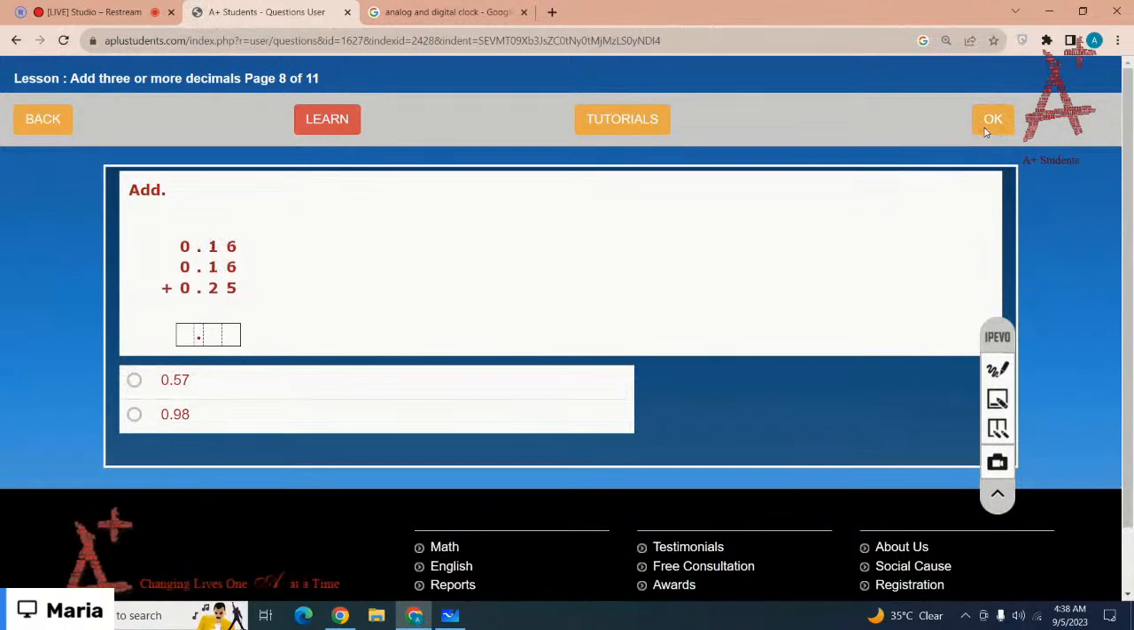Okay, again you have to add. So which is the correct option? That would be 0.57, right? The correct option is 0.57.